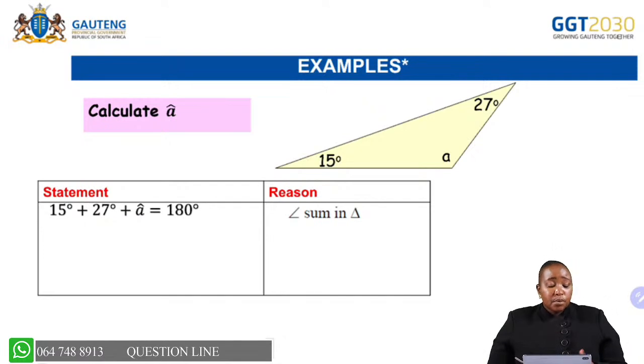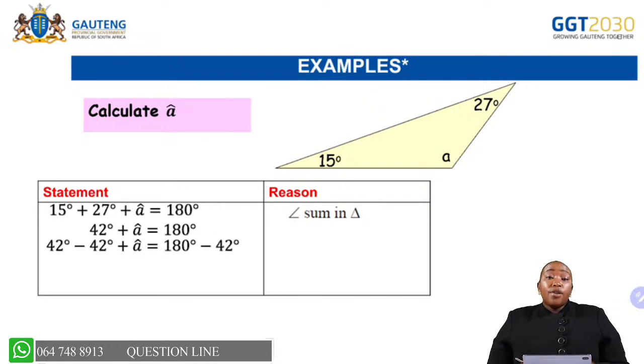All right. From here, you just collect your like terms, and you're going to have 15 degrees plus 27 degrees giving you 42 degrees plus the angle A, right? Those must be equal to 180 degrees. The next thing is to identify your additive inverse and subtract 42 degrees on the left hand side and on the right hand side. Once you've done that, on the left hand side, you'll be left with angle A being equal to 138 degrees. Now you can just be sure that you did this correctly, because do you see there, you've got your hanger. Do you see your hanger?